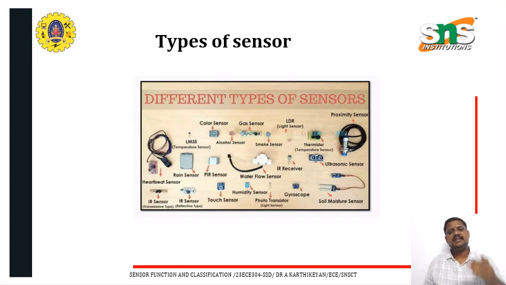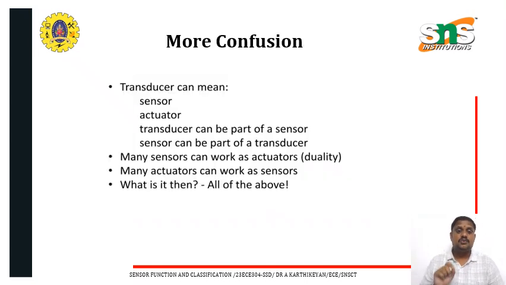You know that the color sensor, gas sensor, LDR sensor, IR sensor, PIR sensor, LM35 sensor, hybrid sensors, ultrasonic, humidity, and water sensors are all available. These are different types of sensors we have already seen. The most confusion happens around what a sensor is, what an actuator is, and the transducer. A sensor can be part of a transducer, and many sensors can be used in an actuator. That is a duality, and an actuator can access the sensors.